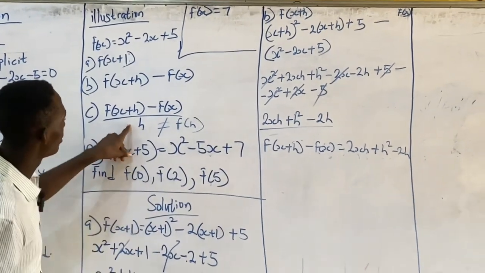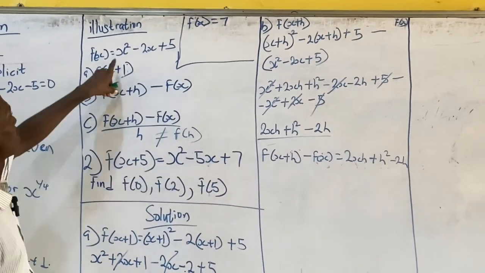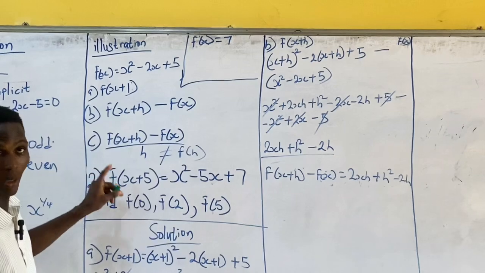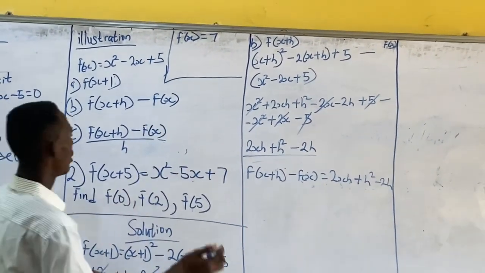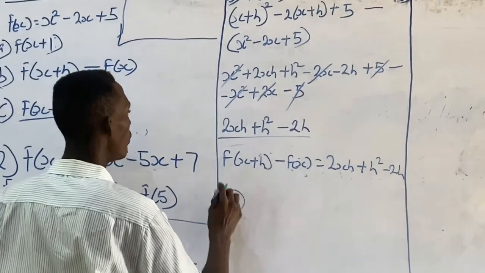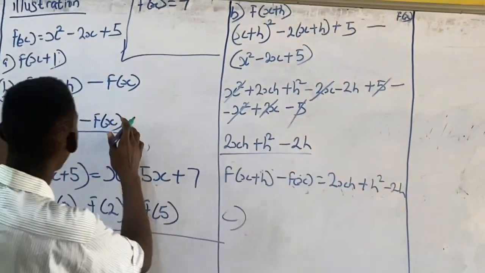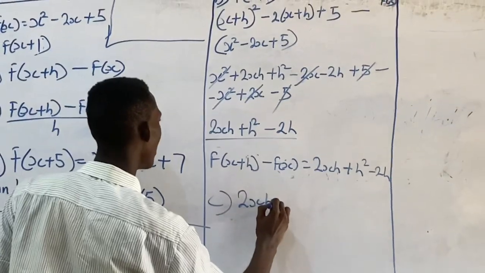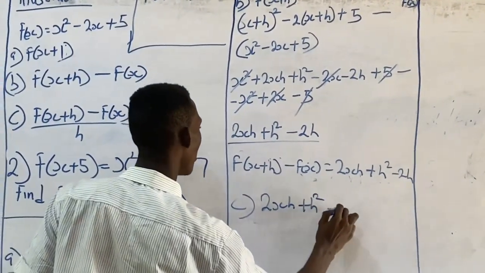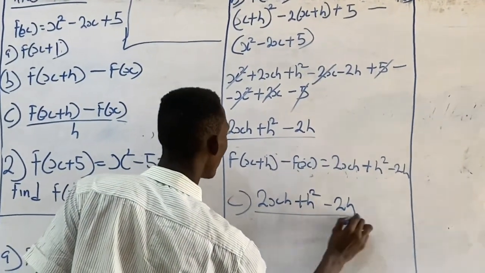Assuming they ask us to divide it by the function of h, then we have to input h in all of this before we now divide by h. So since they are not asking us to do that, for c, we will just divide the whole of this. Since we have gotten this here, so we just rewrite 2xh plus h squared minus 2h, all divided by what?